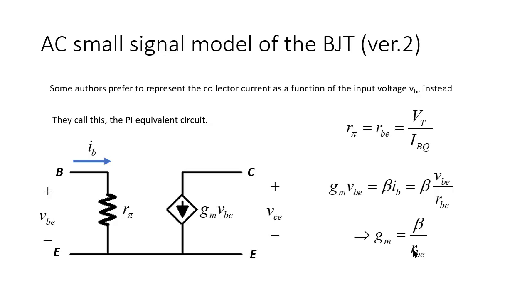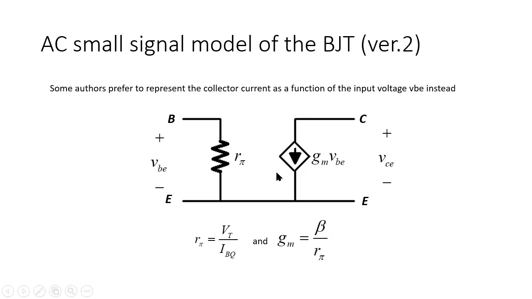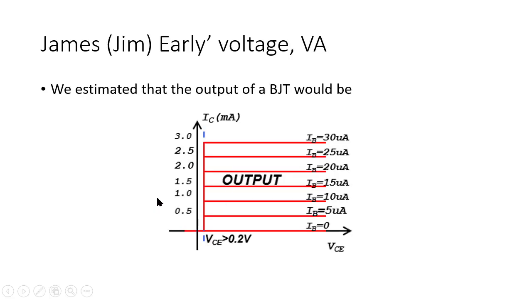That is very appropriate for cases in which the transistor is connected as part of a common emitter amplifier. Here, this is a summary of that. VBE, this is an AC signal. VCE is the AC output of the transistor. R pi is the input resistance, that is VT over IBQ, the base current at the quiescent point, and GM, the transconductance, is beta divided by this R pi. And so much about that.